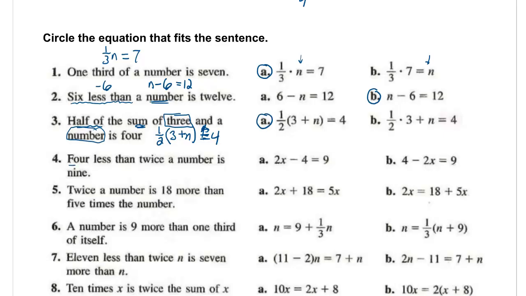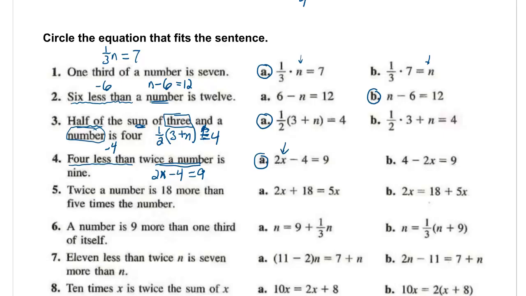Okay, 4 less than something means to subtract 4 after something else. Twice a number. Twice a number is 2 times n. How do you show 4 less than that? Subtract 4. How do you show is 9? Equals 9. And that's choice A. Oops, I see that this time it uses x, right? So I guess instead of n, this time it's x.